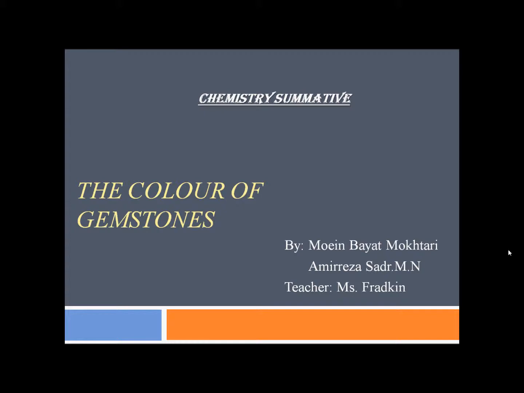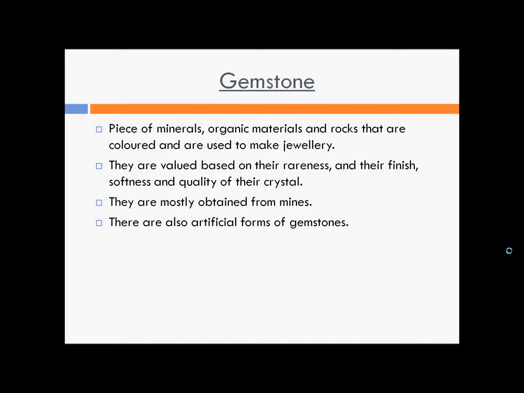Okay, hello everyone. What is a gemstone? A gemstone is a mineral, rock, or organic material that is used for jewelry or art. A gem, such as diamond, is a type of gemstone that must be cut and polished, or even sometimes go under heat treatments for its beauty to be visible. These gemstones are valued based on their rareness and their finish, softness, and the quality of their crystal, and they are obtained from mines from all over the world.